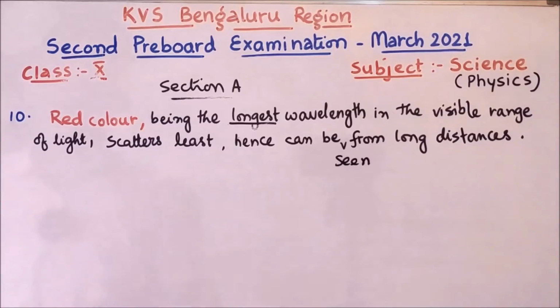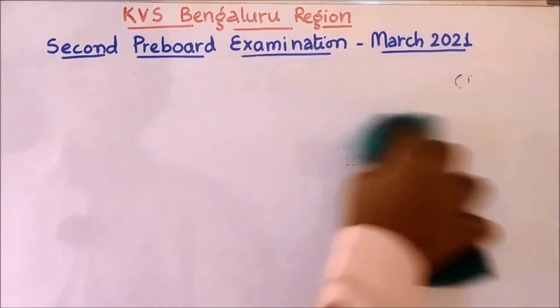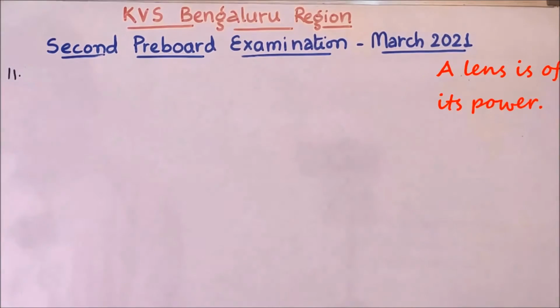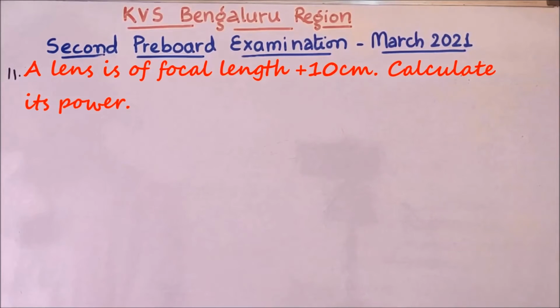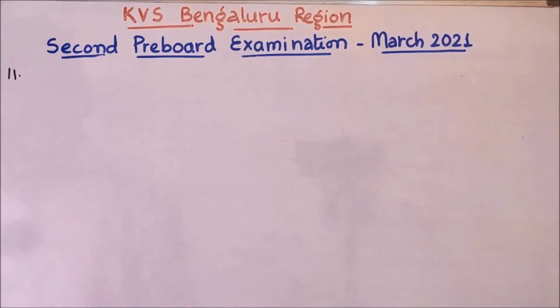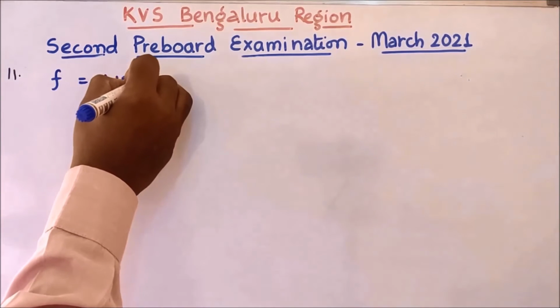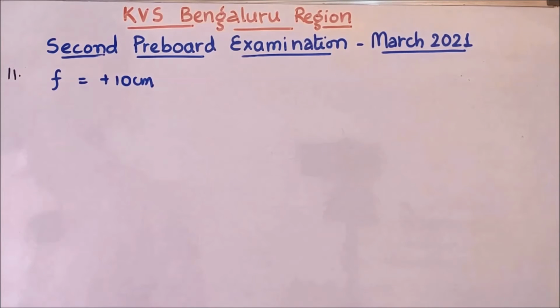Question number 11. A lens is of focal length plus 10 centimeter. Calculate its power. So let me write the given data here. Focal length given here is plus 10 centimeter, and that it is a lens. So what does plus indicate?